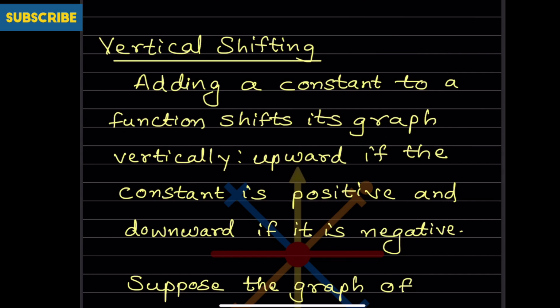So adding a constant to a function shifts its graph vertically. If the constant is positive, it will be upward, and downward if it is negative. Now let us see with the graph.